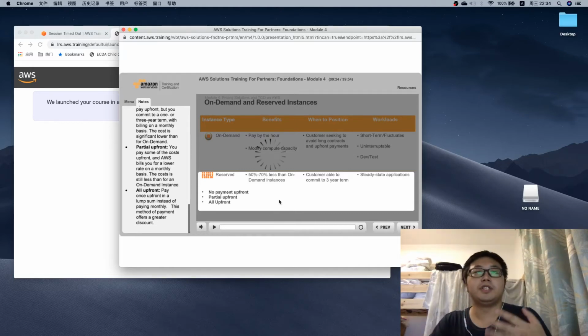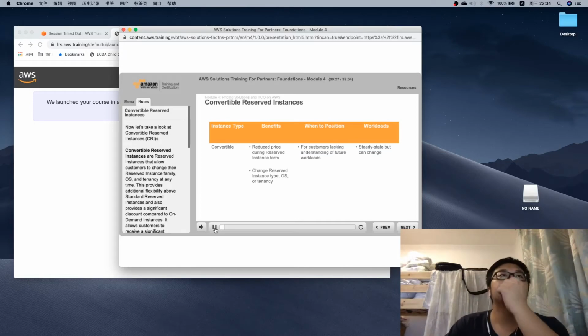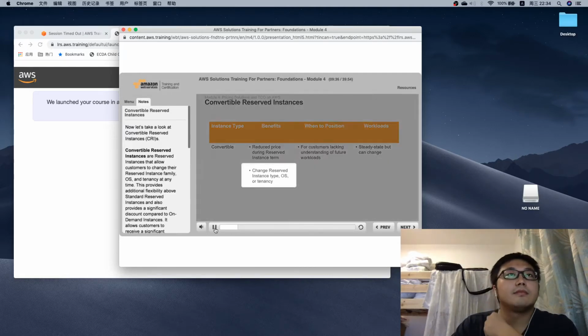Let's take a look at convertible reserved instances, CRIs. Convertible reserved instances are reserved instances that allow customers to change their reserved instance family, OS, and tenancy.